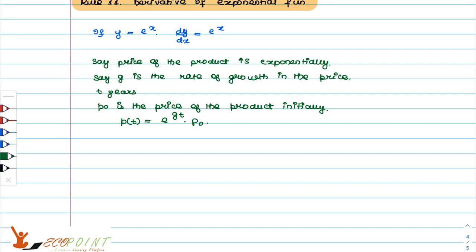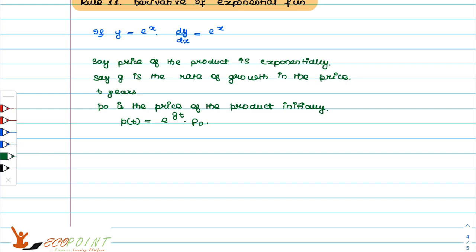So you start with the initial price P naught, and then this price is increasing. And note that this price is a function of t. Price is a function of t. And this is increasing exponentially, so definitely your e to the power t should be there. And this is increasing with the growth rate g.